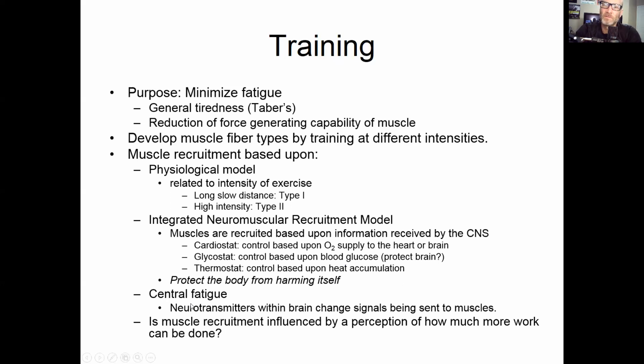Central fatigue versus peripheral fatigue. Central fatigue is when neurotransmitters within the brain change the signal sent to the muscle. So maybe this is a central explanation for fatigue. Peripheral fatigue would be that maybe something is happening at the muscle site that is reducing the ability to generate force. So maybe unavailability of calcium. Is muscle recruitment influenced by perception of how much more work can be done? And that's how I started this slide. So that's just another way to look at fatigue, this perception. And we'll talk about this during the semester.